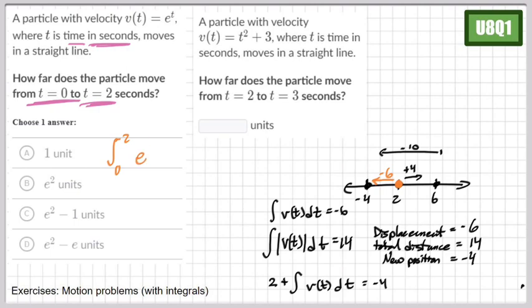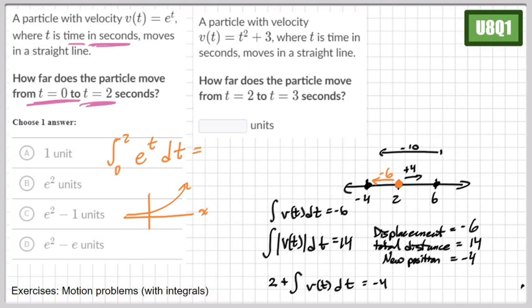Oh, you know what though? It doesn't matter. Total distance and displacement would be the same, because e to the t is always positive. It looks like this. See how it's always above the x-axis? So it doesn't matter if it's displacement or total distance.